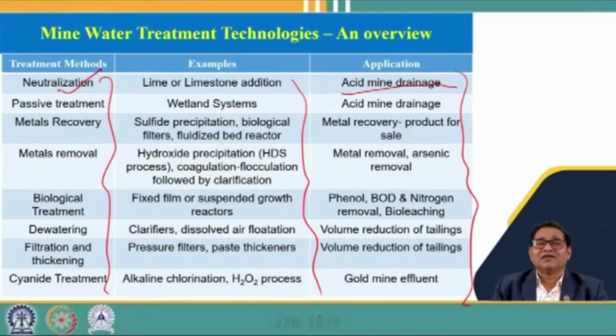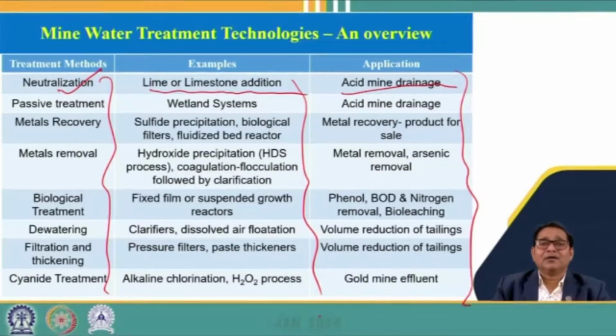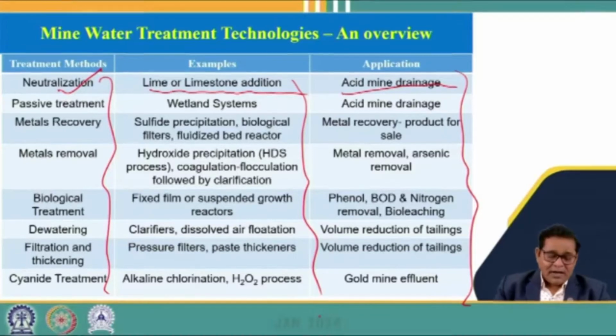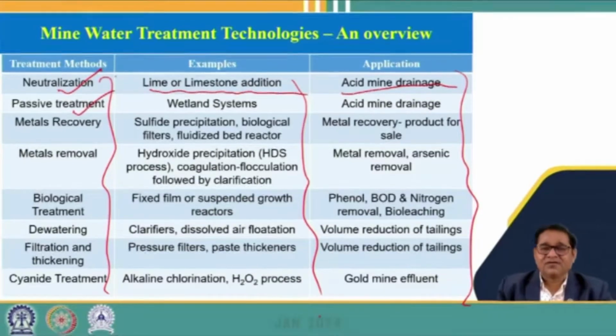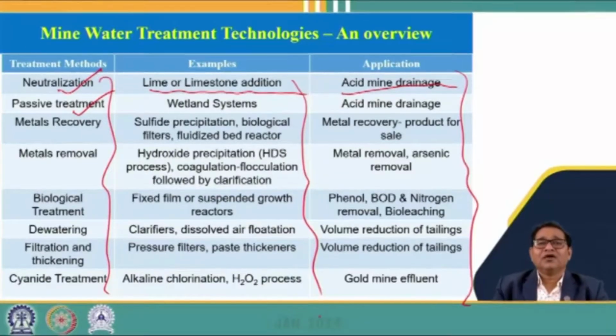Neutralization is the first step in mine water treatment, especially when acid mine drainage treatment is concerned. This is done by lime or limestone addition. The lime adds a lot of alkalinity into the water, which neutralizes the acidity present in the acid mine drainage. Then we talk about the passive treatment systems, which are basically natural wetland systems used mostly for removal of metals, precipitation of metals from the acid mine drainage.